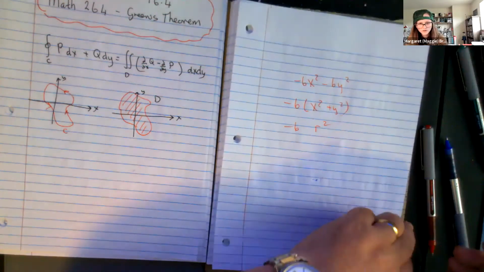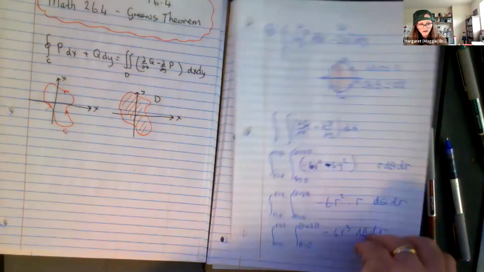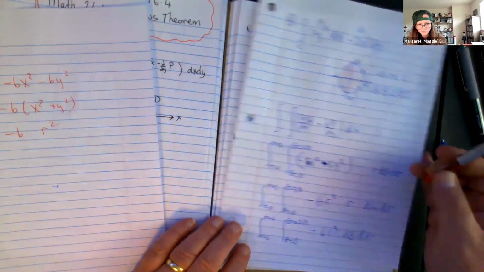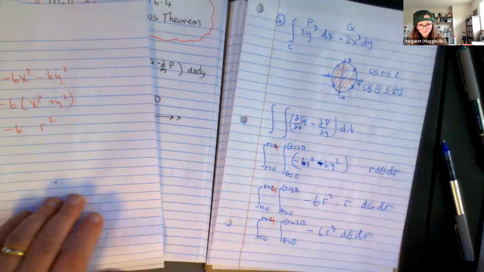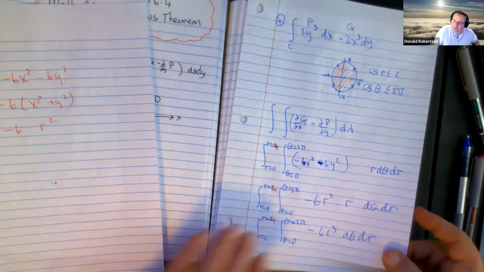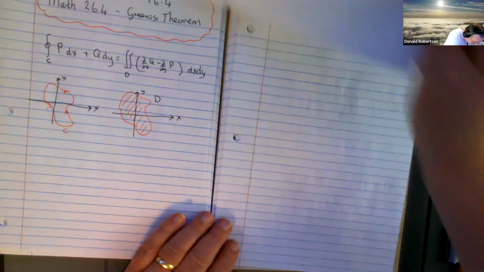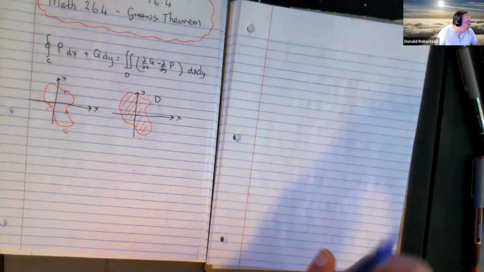Mr. Robertson? Yes. On the circle, how did you get r equals 2? Or r goes from 0 to 2? There we go. It should be 4. Okay, thank you. Okay. Too quick one, as always.